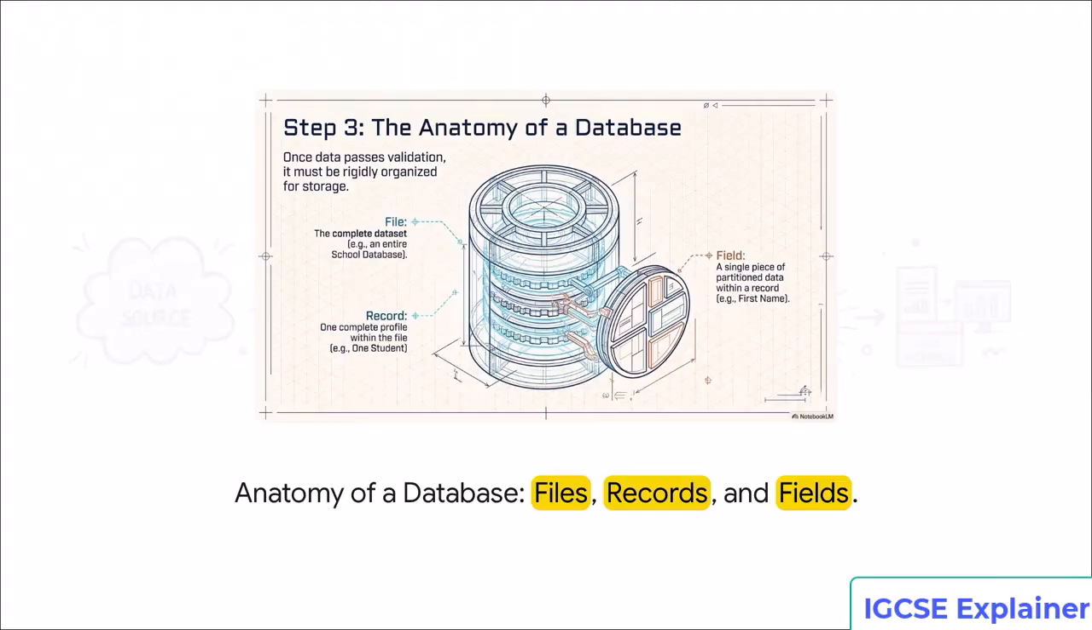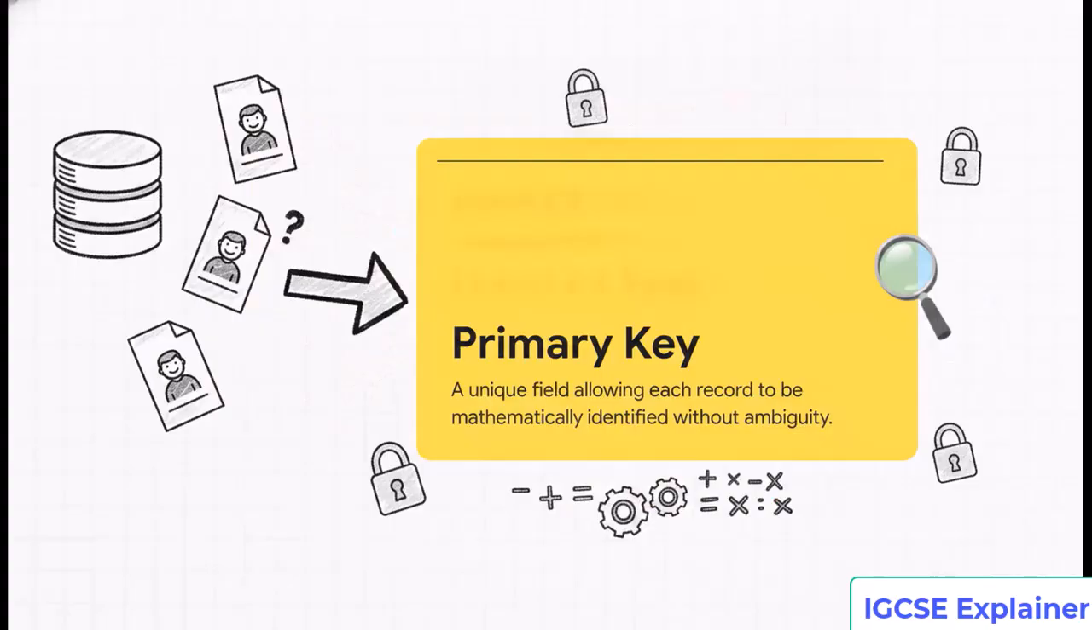Inside a database, data isn't just thrown into a messy pile, right? It's rigidly packed into a hierarchy. The largest container is a file representing a complete data set, like an entire school's database. That file is made up of individual profiles called records. Think of one record as one complete student. And finally, that record is sliced into specific pieces of partitioned data called fields, like a first name or a phone number.